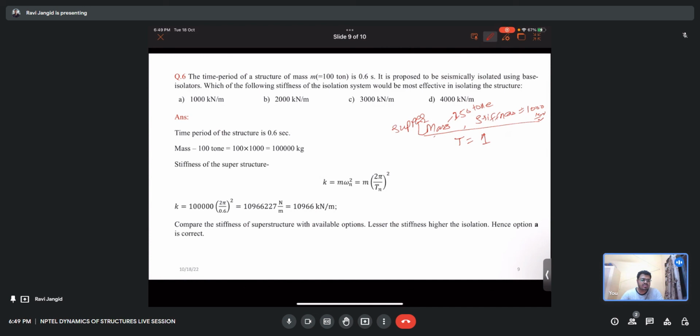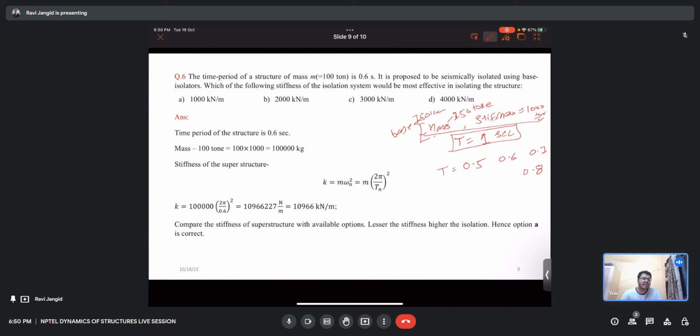Sorry, I am giving you these for the base isolated structure, and the time period is coming out to be 1 second. If I give the options T equal to 0.5 second, 0.6 second, 0.7, 0.8 second, what is the most effective time period at which my isolation would be effective?